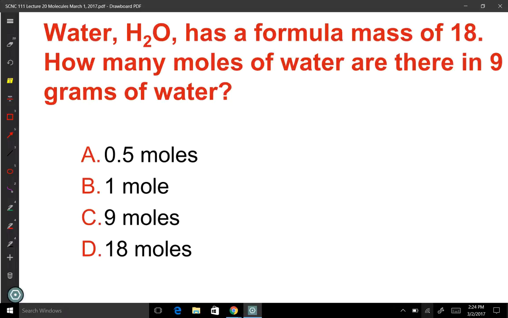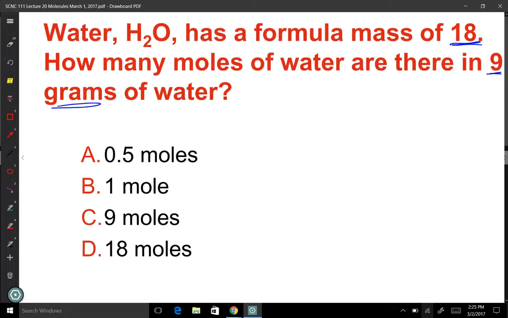This would be best if we had raised hands. If I have water that has a formula mass of 18, what does that mean if I say it has a formula mass of 18? 18 protons plus neutrons. Excellent. How many moles of water are there in 9 grams of water?